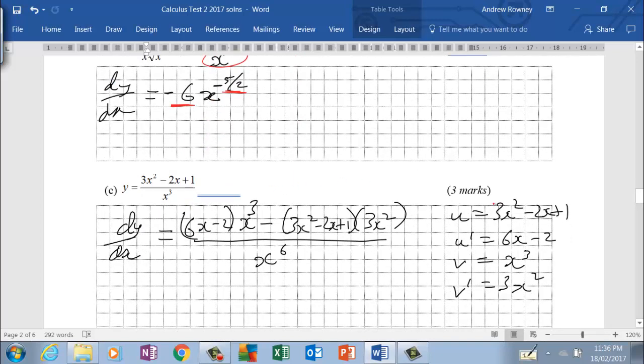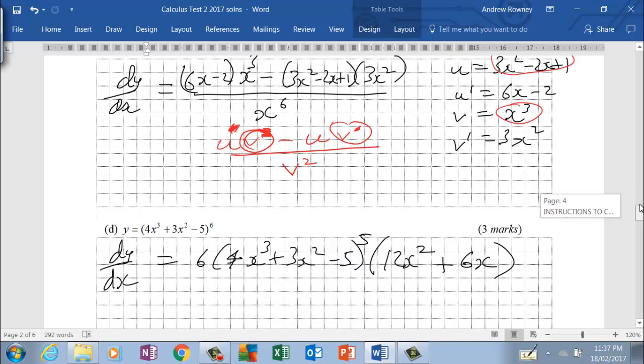The next one is a quotient rule. So you could let u equal the top and let v equal the bottom, and we do u dash, and we'll get 6x take 2, and v dash 3x squared, and you plug it into the quotient rule, which is u dash v take u v dash, sorry, the other way around, u dash v take u v dash. You do the derivative first, and then that's all divided by v squared.